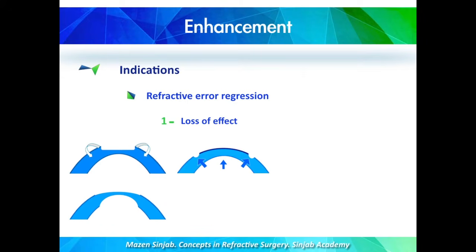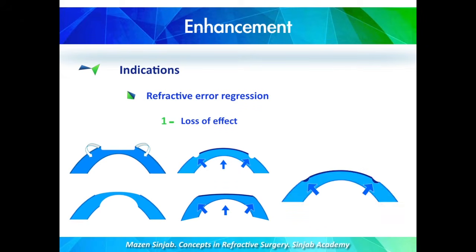The same can be said after hyperopic treatment, which may cause bulging at the periphery and flattening at the center. And we should not forget the filling effect of the epithelium, which reduces the effect of the hyperopic treatment, especially when it is done by PRK.